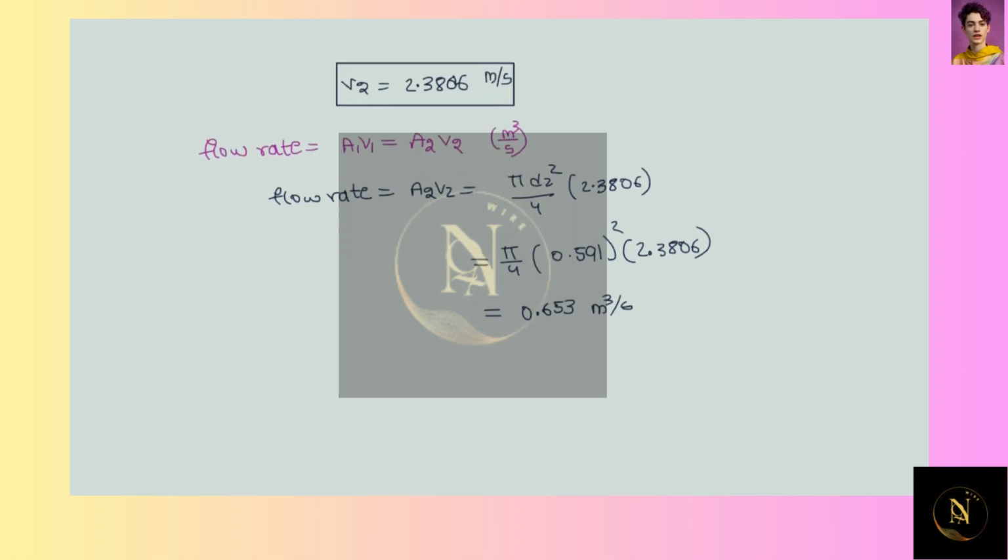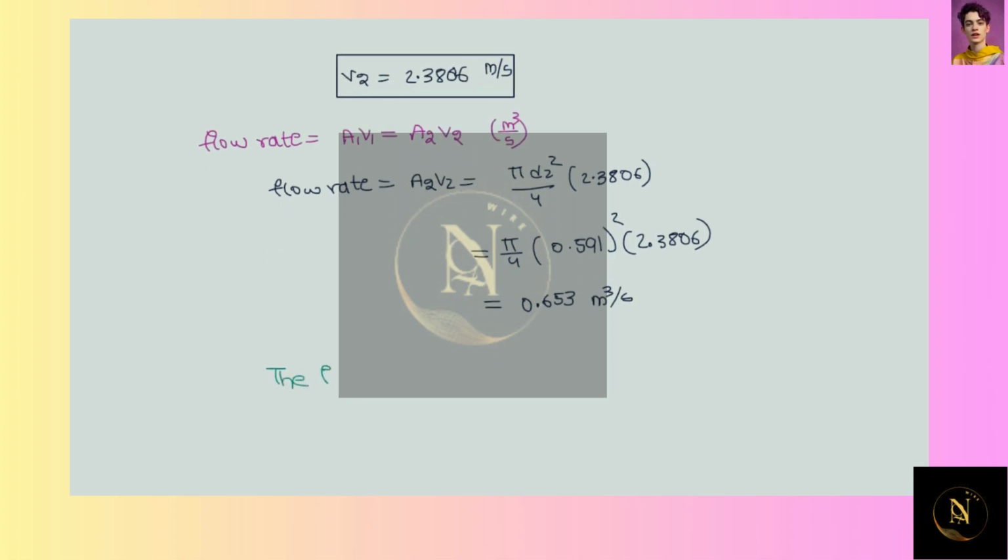So finally, the flow rate of oil is equal to 0.653 meter cube per second.